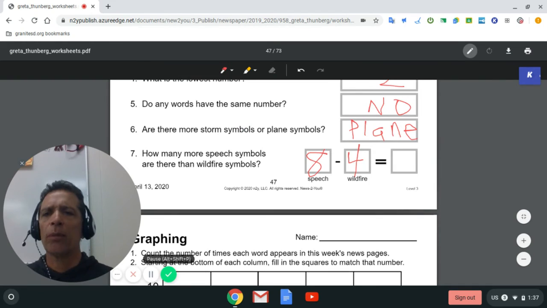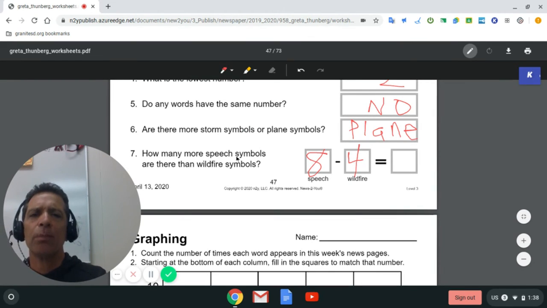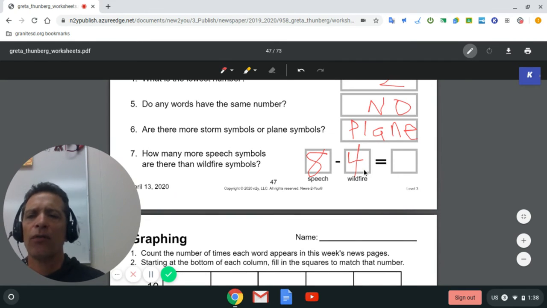Okay, the next one, number 7. How many more speech symbols are there than wildfire symbols? Well, speech, if you look on top, there's 8. Minus is take away. 8 take away 4 is, you guys should know this, very easy. What is it, Lamar? 4. Very good.